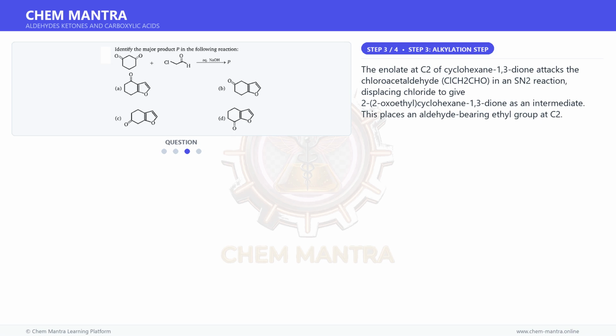The enolate at C2 of cyclohexane-1,3-dione attacks the chloroacetaldehyde, ClCH2CHO, in an SN2 reaction, displacing chloride to give 2-(2-oxoethyl)cyclohexane-1,3-dione as an intermediate. This places an aldehyde-bearing ethyl group at C2.